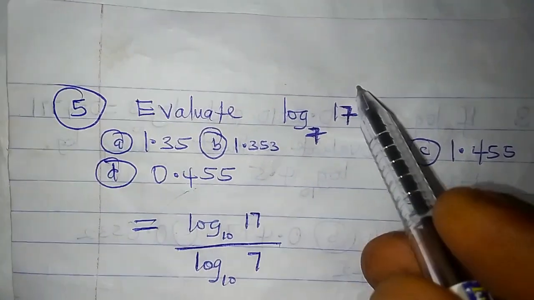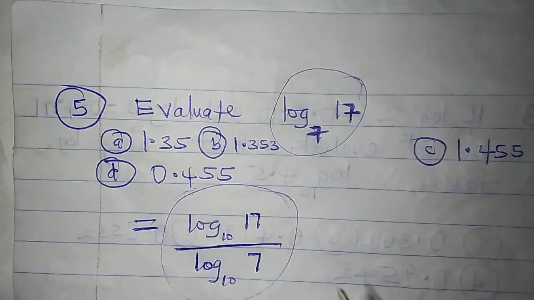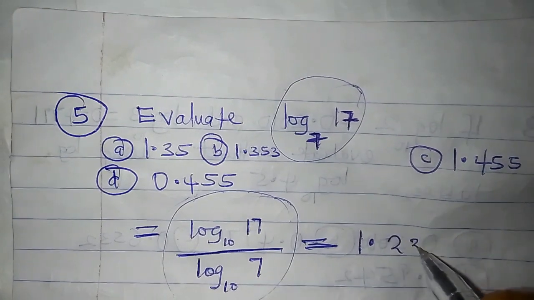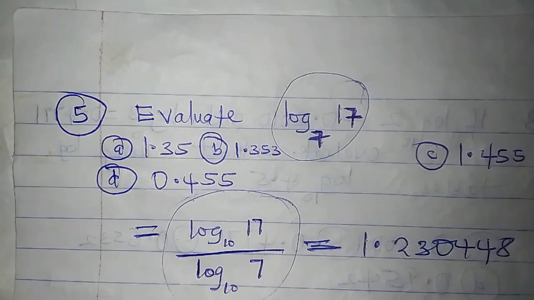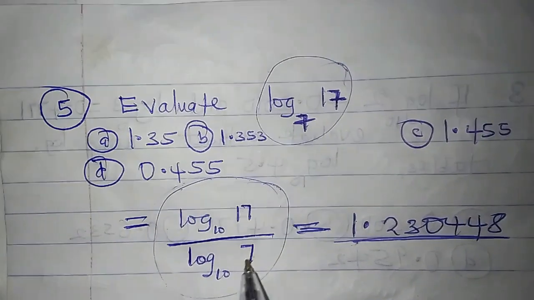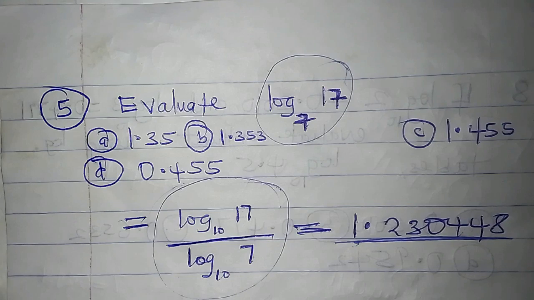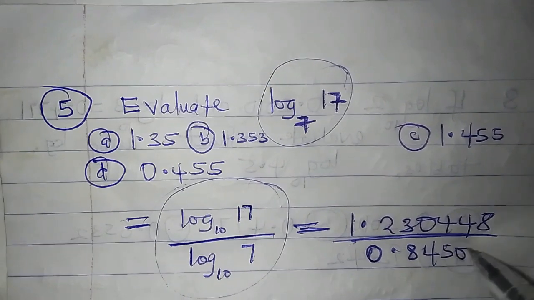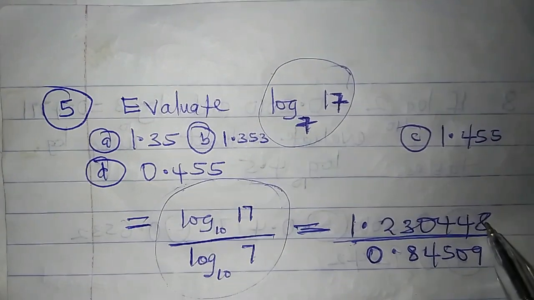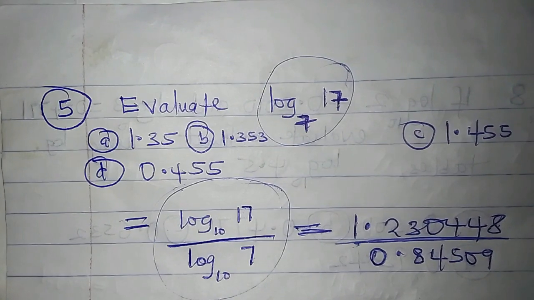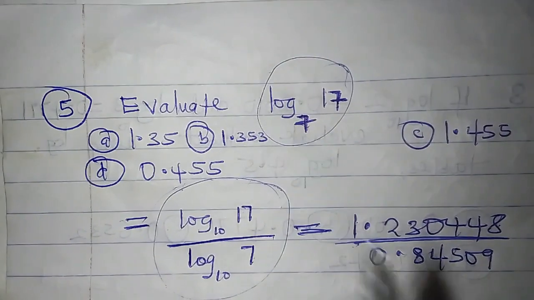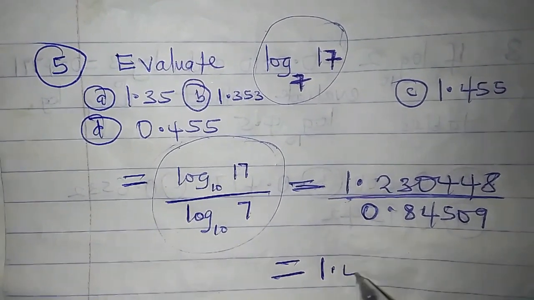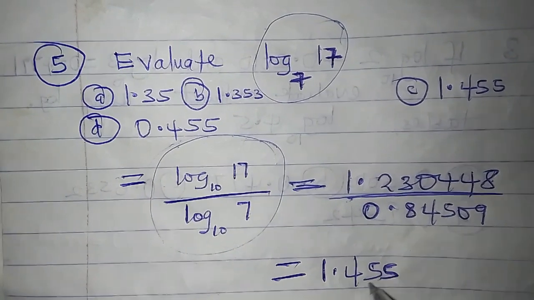These two are the same. These two, they are the same. And log 17 to base 10 by my calculator is 1.230448 divided by log 7 to base 10, which my calculator says is 0.84509. Alright, so let me divide this by this now to obtain the value of log 17 base 7. And this is equal to 1.4559.